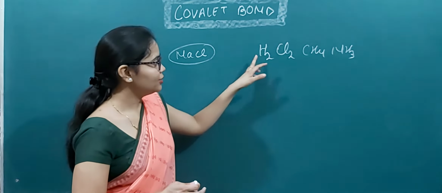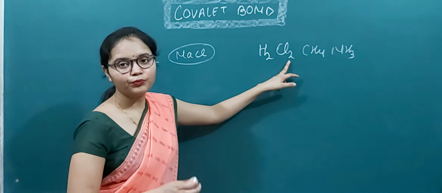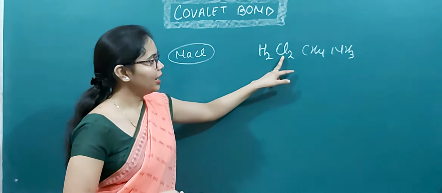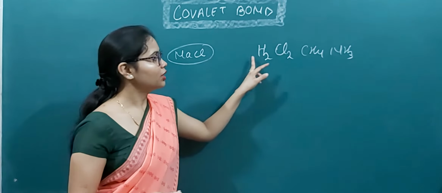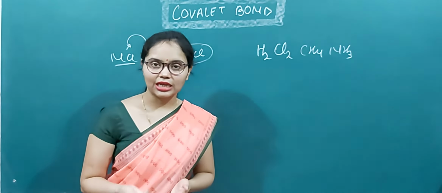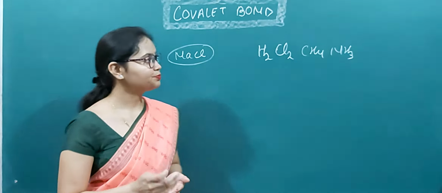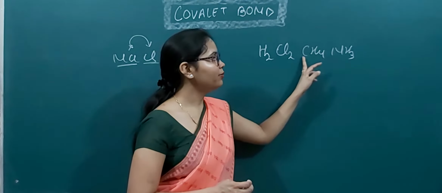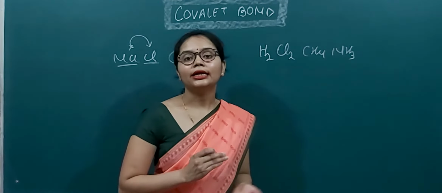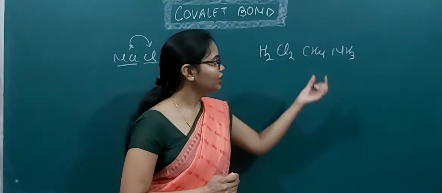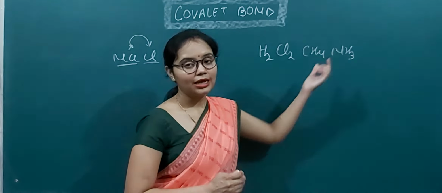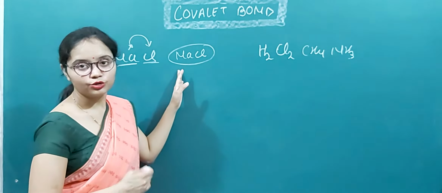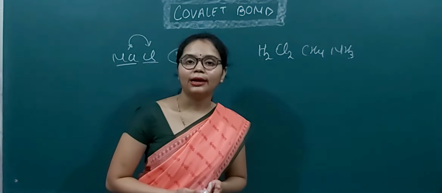For example, as you can see, in hydrogen and chlorine, both the constituent particles are the same. As it has two hydrogen atoms and two chlorine atoms, definitely the electronegativity will be the same for both constituent particles. Now in CH4 and NH3, the constituent particles are not the same, but the electronegativity difference between the two constituent particles is not at that level that they can form an ionic bond. So definitely they will form a different type of bonding.